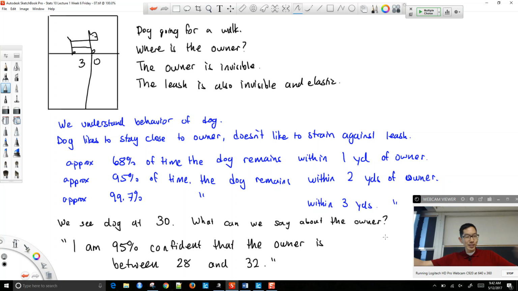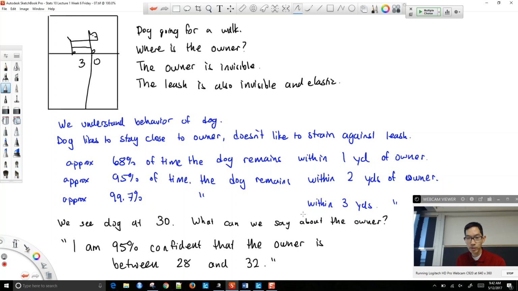Or if there's an enclosure, like a brick wall that the elastic leash can't stretch against, then you could say I'm 100% confident the owner is within this enclosure or something like that. But that's not useful, right? So we can get a narrower zone and have a reasonable level of confidence, such as 95%. Okay, so why did I bother telling you all of this?